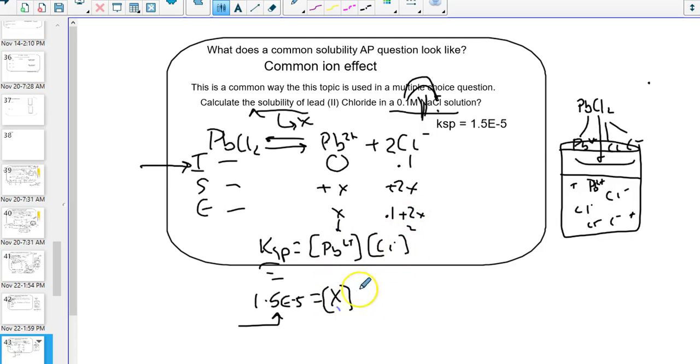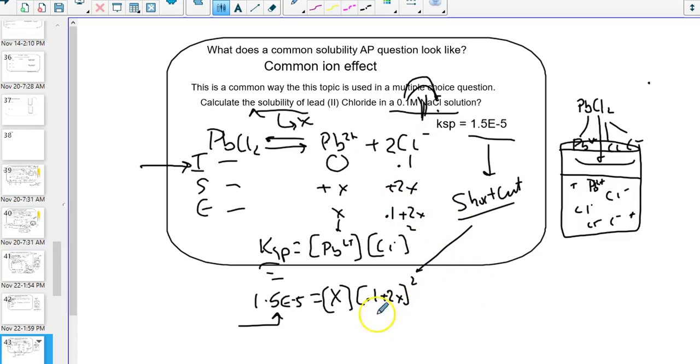It's going to be 0.1 plus 2x squared. Now you'll notice that this starts to get a little more complicated. We have a squared value times an x, so x is cubed, and we've mentioned in the past, is there a way we get around this math? If the K is small, then we're going to be using our shortcut. I think this might be the only place we use this shortcut, in a common ion solubility issue.